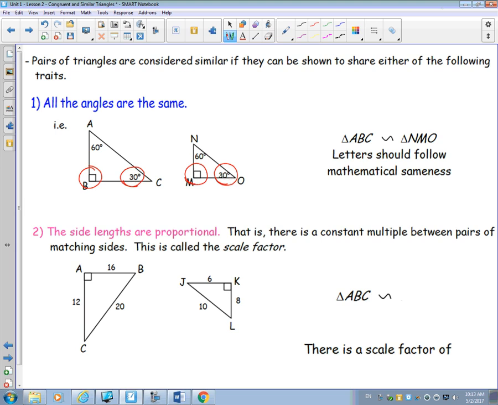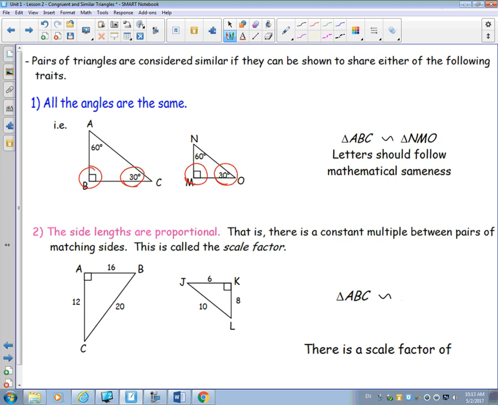In particular, I only really need 2 angles. The reason why is we know triangles add up to 180. So if the first 2 are the same, the third must be the same. Well, then I've shown that these 2 triangles, same angles, have to have the same shape. They can be different sizes, but they're the same shape. So I can write a similarity statement.